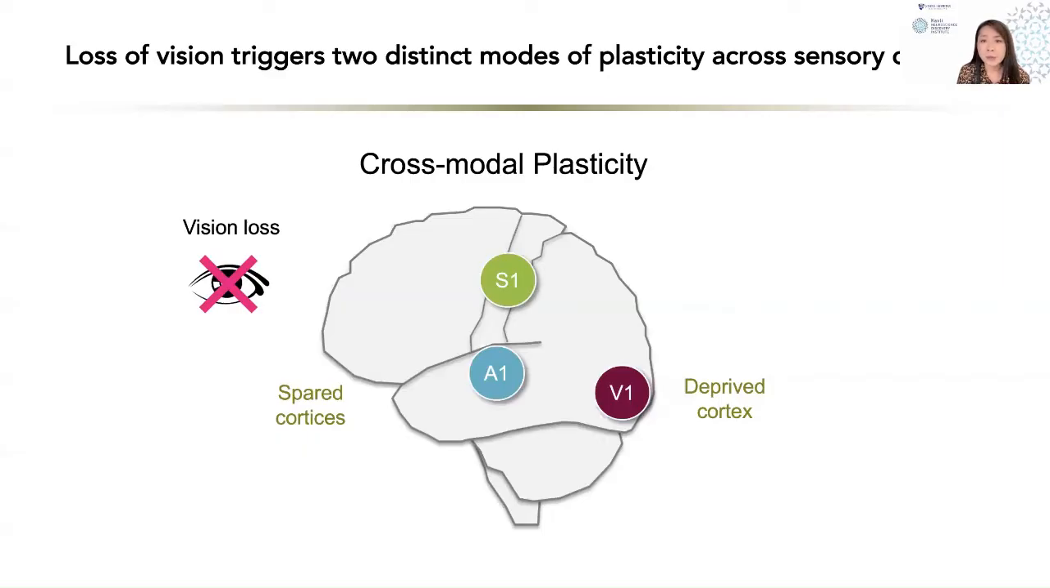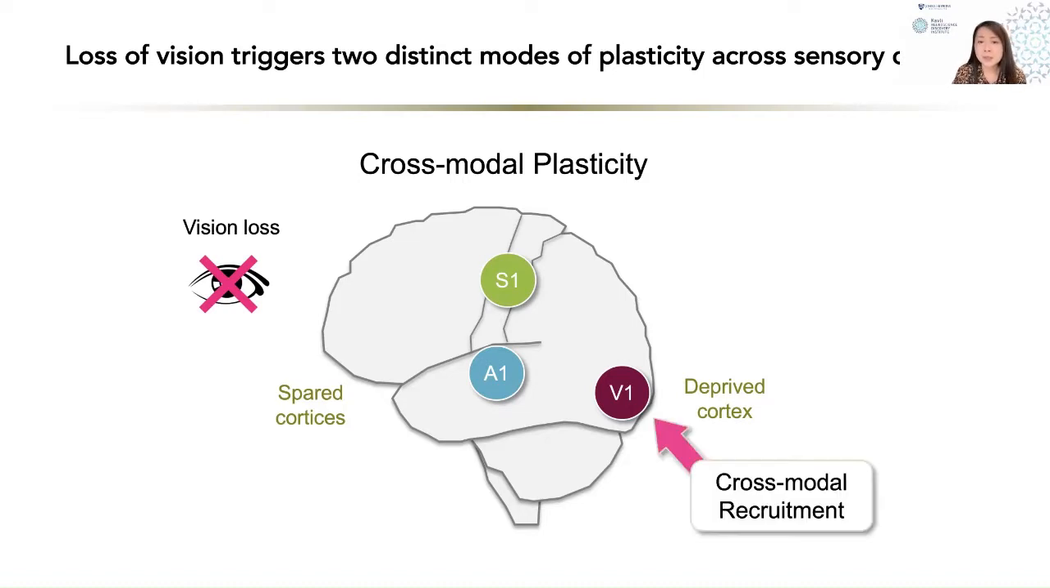So we now know that cross-modal plasticity can happen even in the very primary sensory cortical areas, like the primary visual, primary auditory, and primary somatosensory cortex, which are thought to be very early stages of sensory processing. And in particular, we now know there are two distinct types of adaptation, one that happens in the deprived cortex, such as the visual cortex, when you lose vision. We call this cross-modal recruitment, and I'll explain to you why that is.